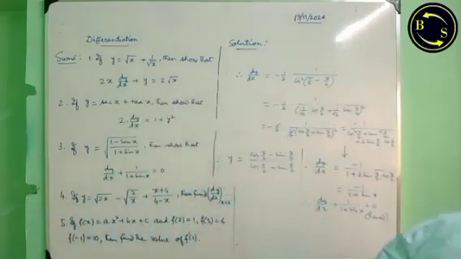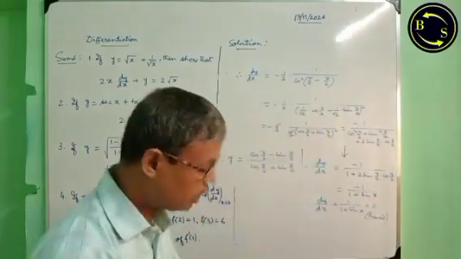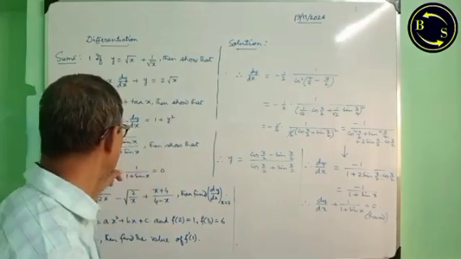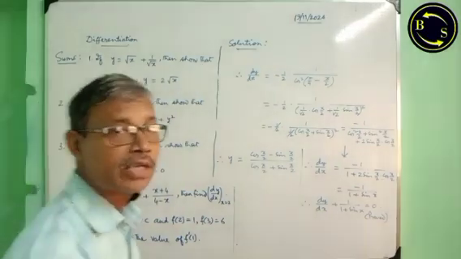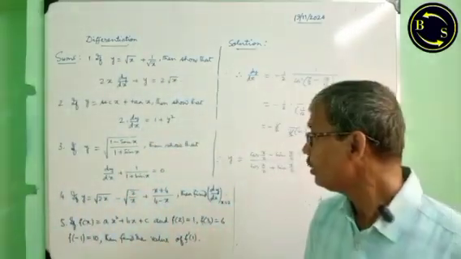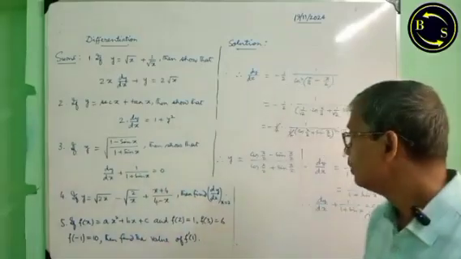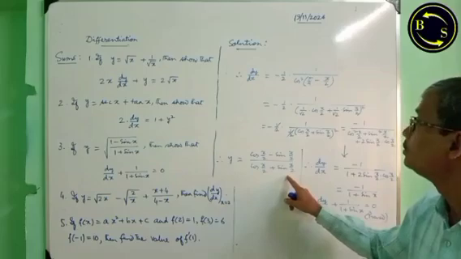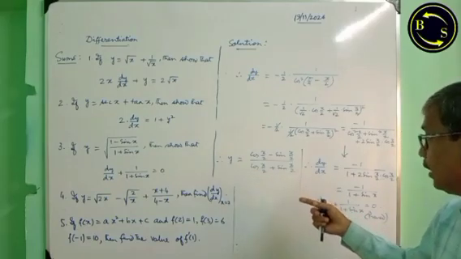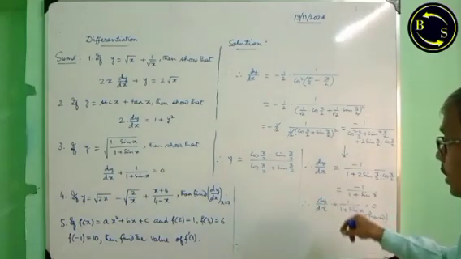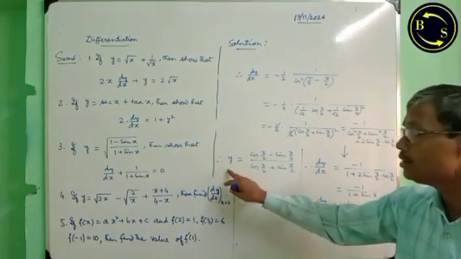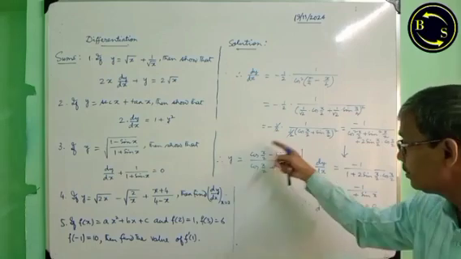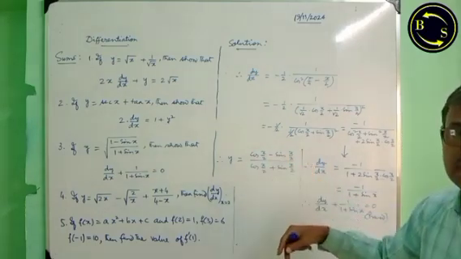A bit longer method. Actually, we have simplified in the initial stage 1 minus sin x by 1 plus sin x, then got the value of y in a simplified form and got y equal to this one. After that, I have adopted the trigonometrical way, but getting this result, we can also find the result as it is in the form u by v.